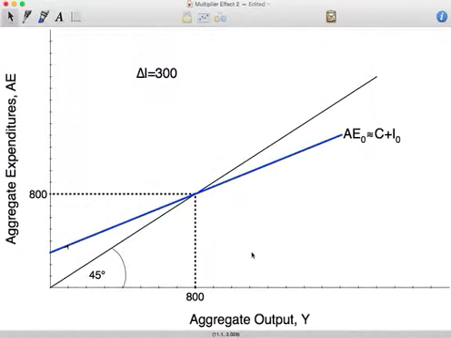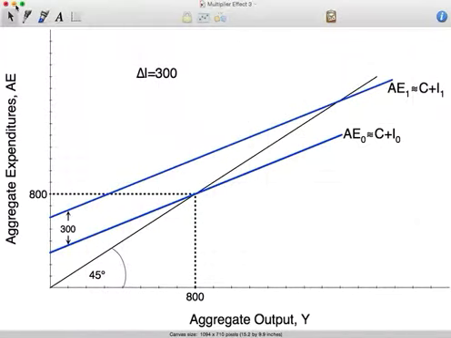All right. So we have an increase in investment by 300. What is going to occur? We are going to see the aggregate expenditures line shift upward by that 300. So vertically, the aggregate expenditures line is going to shift upward. This is going to be the new aggregate expenditures line.